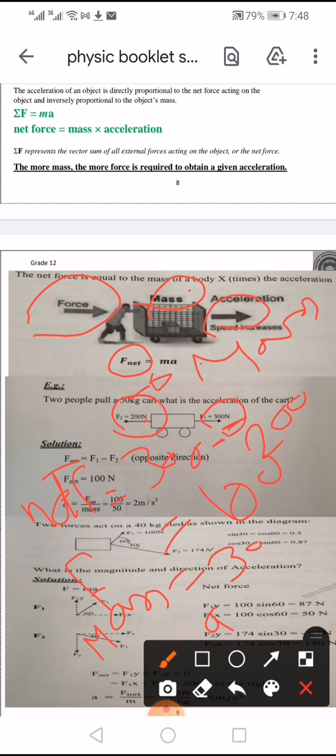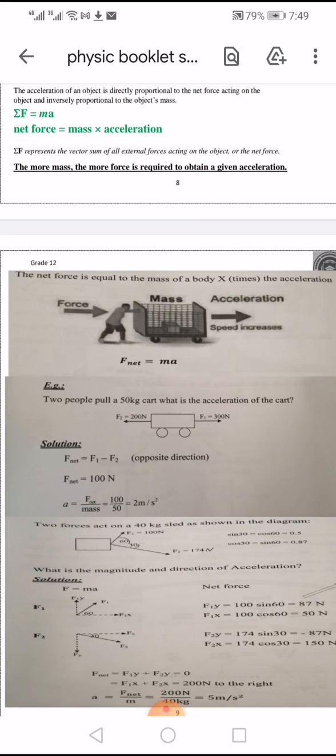To get the acceleration, it equals the net force, which is 100, divided by the mass, 30 kilogram. So the answer will be 2 meters per second squared.